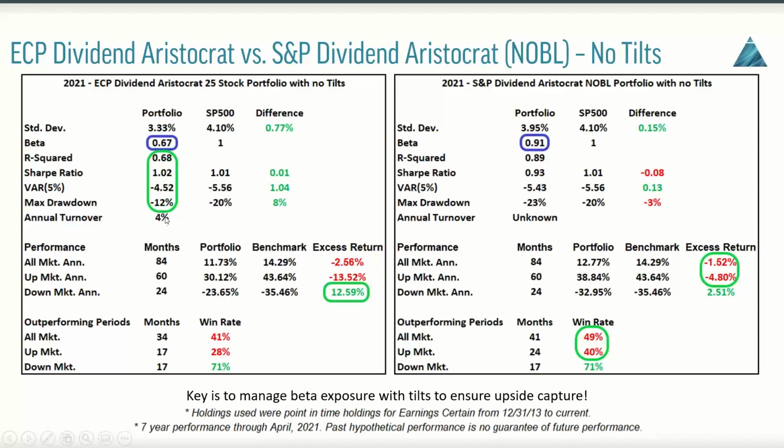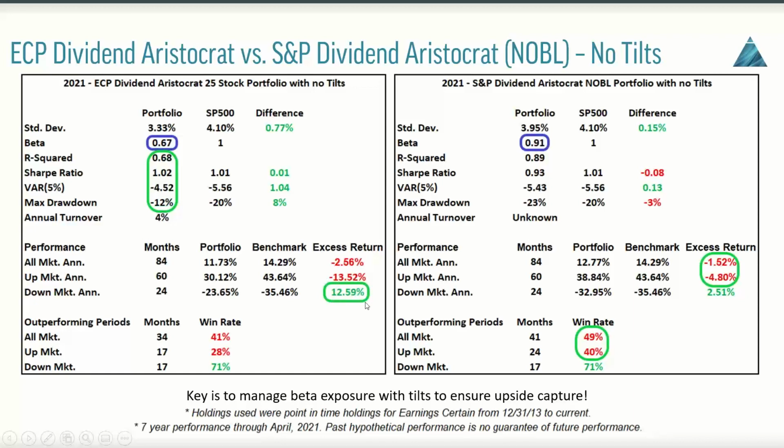So annual turnover is roughly 4% for the ECP Dividend Aristocrat portfolio. And I have "unknown" here just because we're actually using the ETF itself to run the performance here. So we just don't know the turnover of that ETF, but I'm assuming it's fairly large.